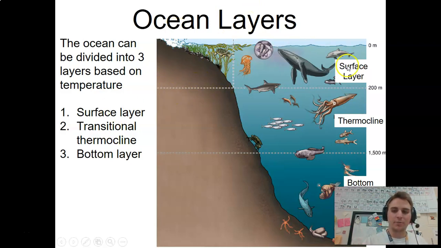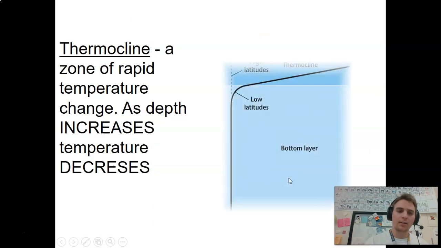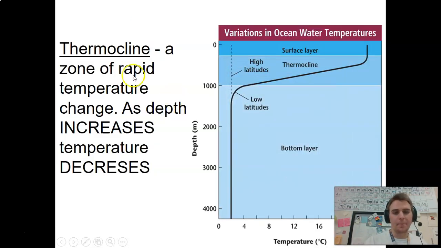So the surface layer right up here is nice and warm. This area is called a transitional thermocline. Therm means heat or temperature. Cline usually means a change over some distance, like a decline or an incline. So a thermocline is a change in temperature. In the bottom layer down here, okay, the thermocline is a zone of rapid temperature change.